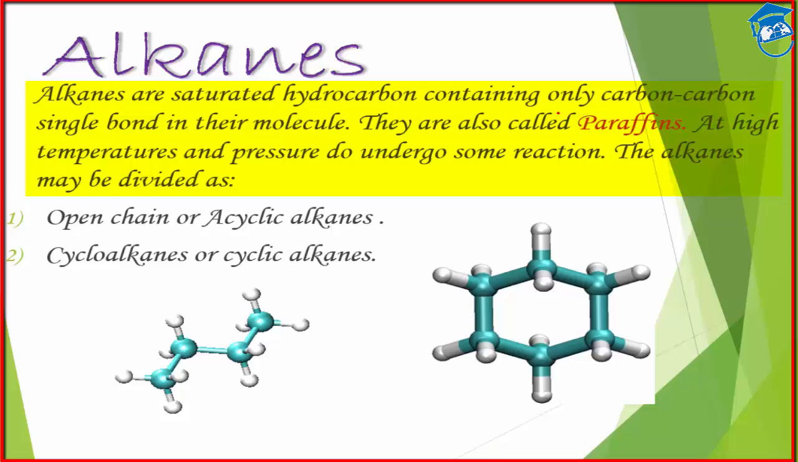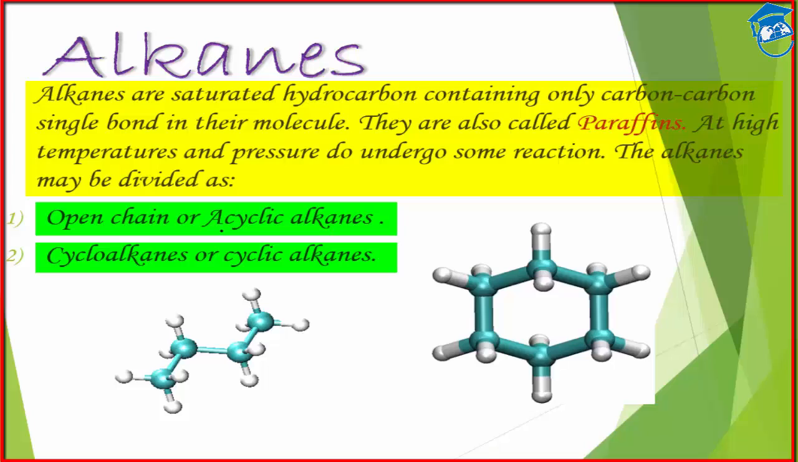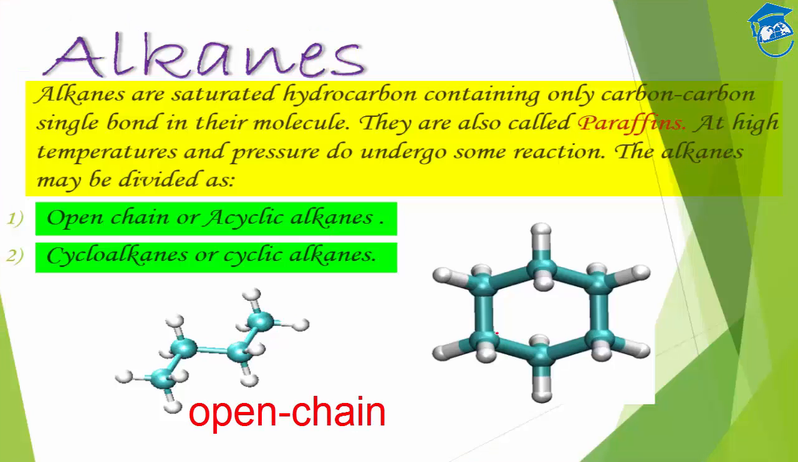We divide alkanes into two types, either open chain or cyclic. Open chain is also known as acyclic, meaning not cyclic, and cycloalkanes are cyclic because they form a ring. As you can see, this is cyclohexane and this is normal butane. This is open chain, this is a ring.